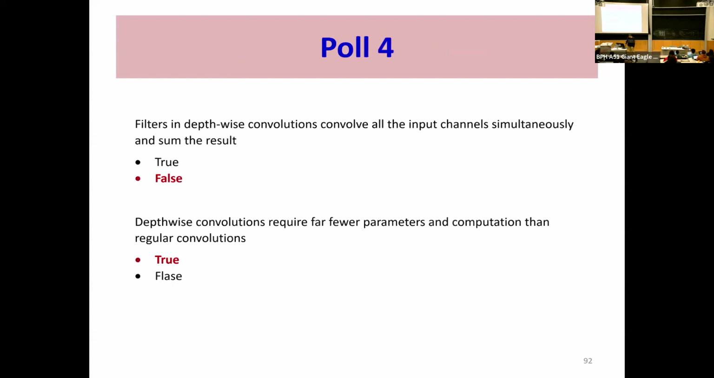The filters in depth-wise convolutions convolve all input channels simultaneously and sum the result. They don't sum the result, right? They convolve all of the input channels individually, and the manner in which they're summed changes from output to output. So the only difference between the output channels is the manner in which the convolutions are summed. And so they require far fewer parameters, and they require far less computation as a result.